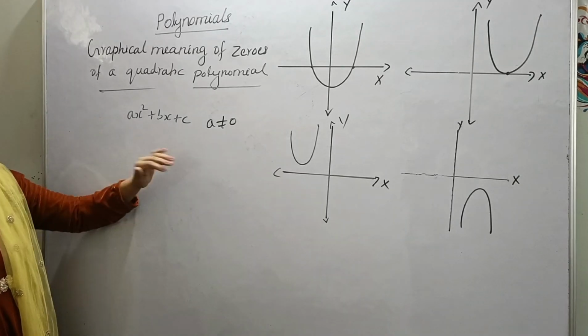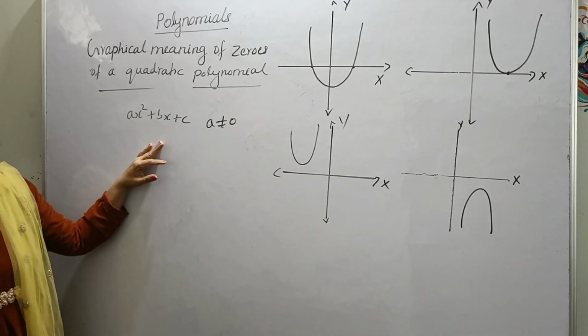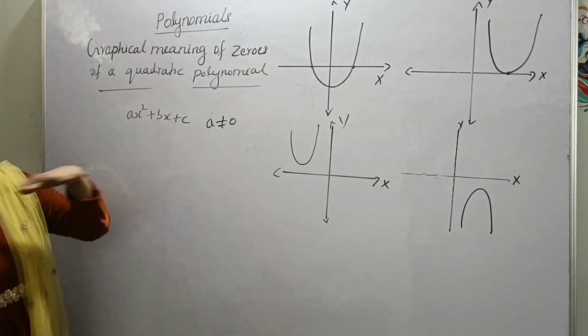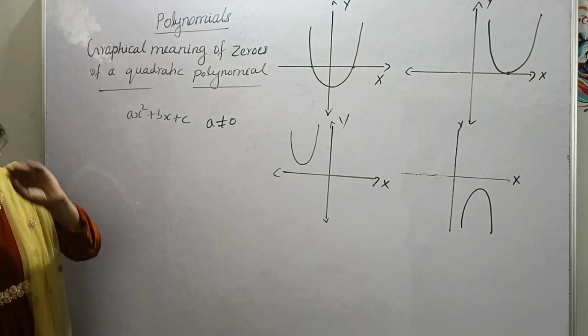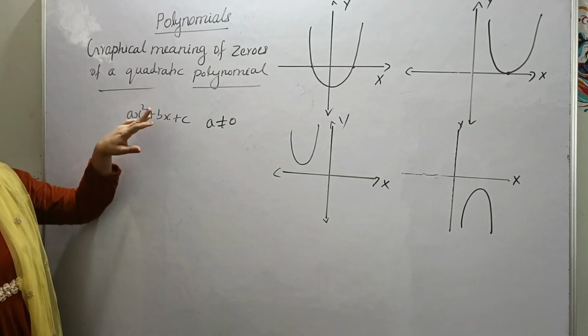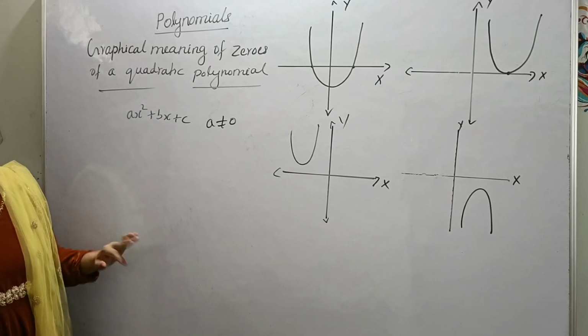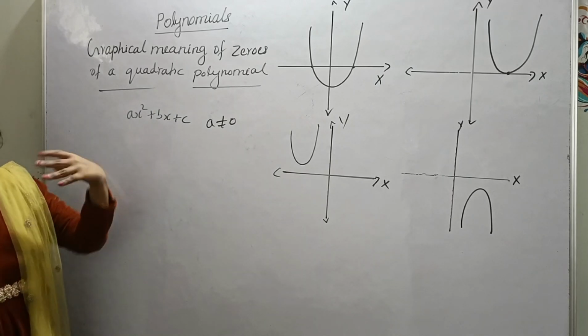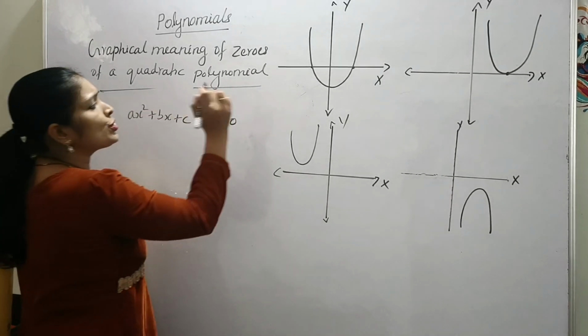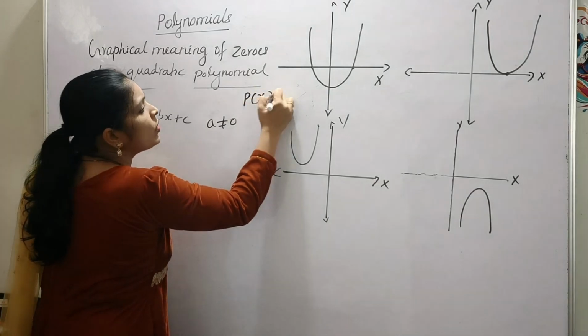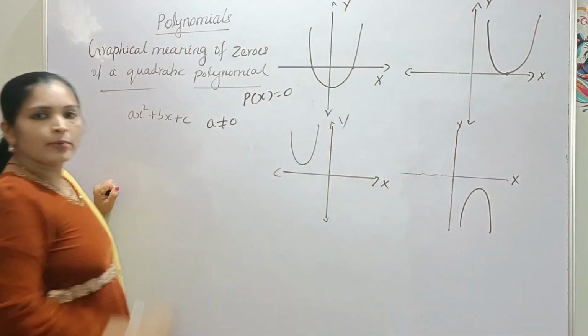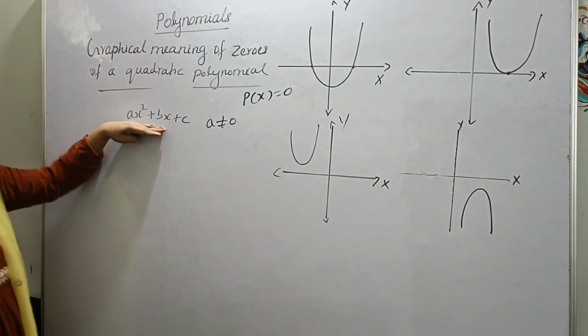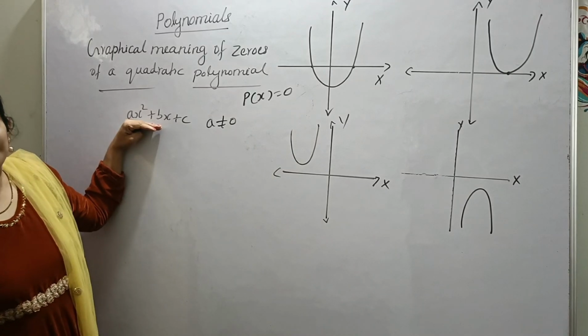Since it's a polynomial of degree 2, it has a maximum of 2 zeros. Two zeros means 2 solutions to the equation ax square plus bx plus c is equal to 0. A zero of a polynomial means it is a solution to the equation p of x is equal to 0, where p of x is the polynomial. So here it has a maximum of 2 zeros.